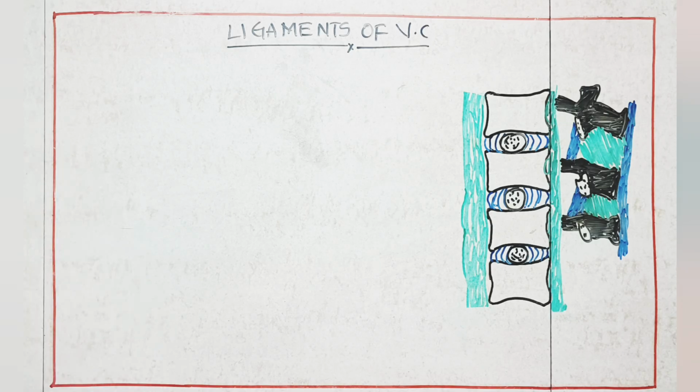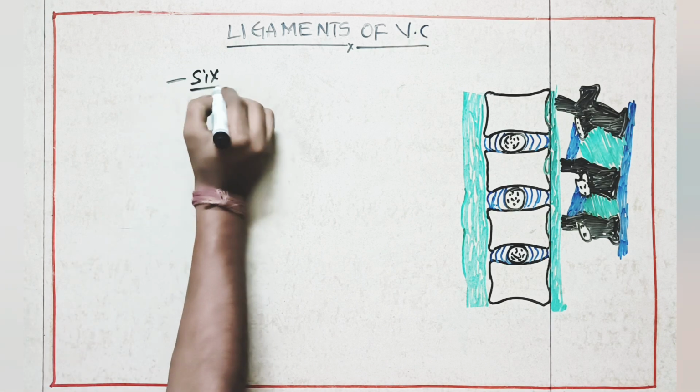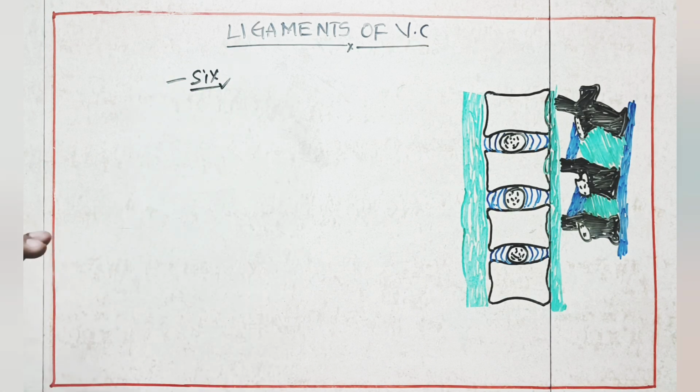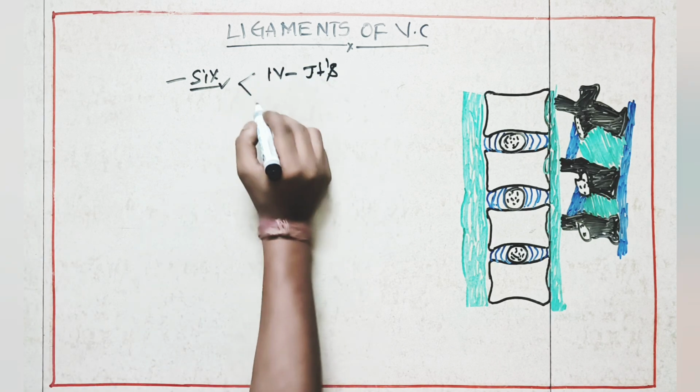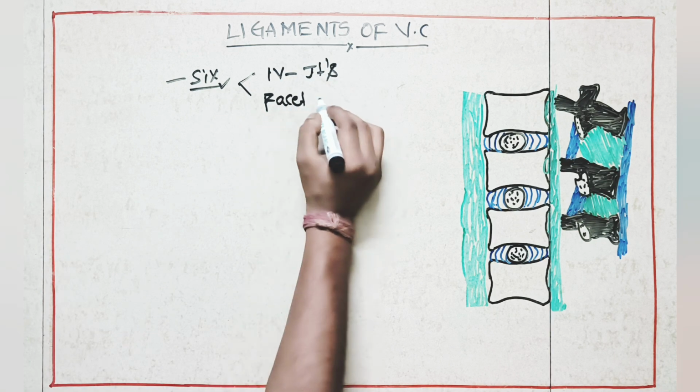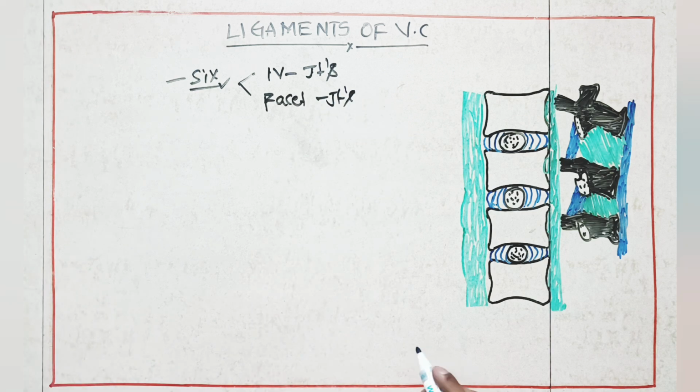Now this is about the ligaments of the vertebral column. Here in our vertebral column, a total of 6 ligaments will be there. These 6 ligaments are going to cover both the intervertebral joints and facet joints along the entire vertebral column.